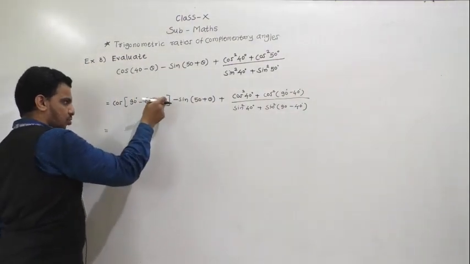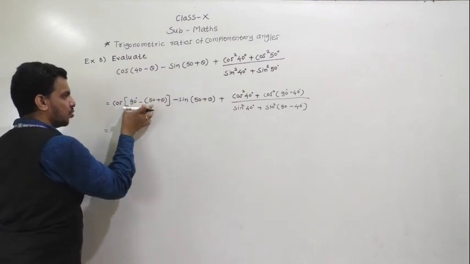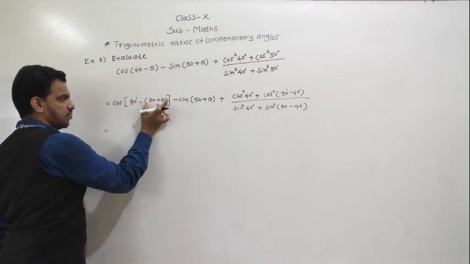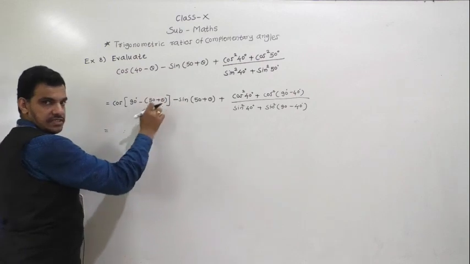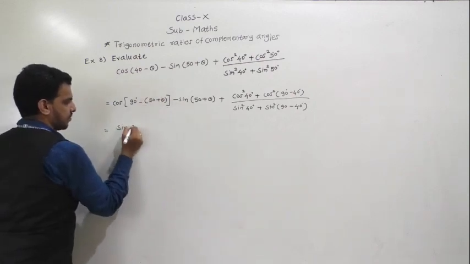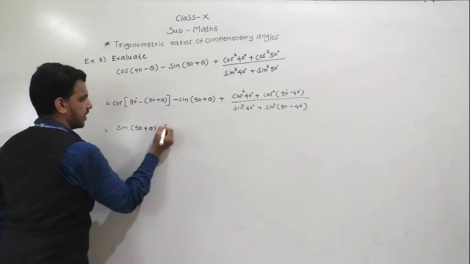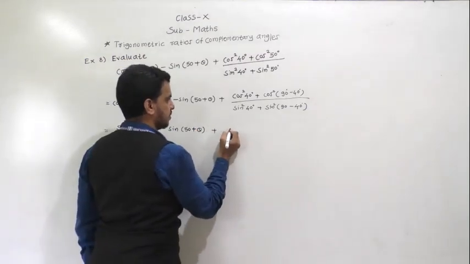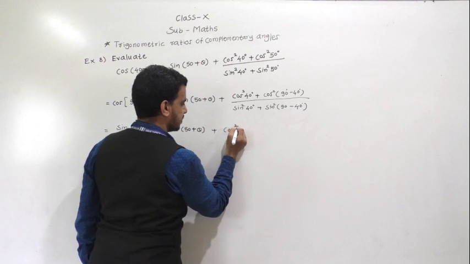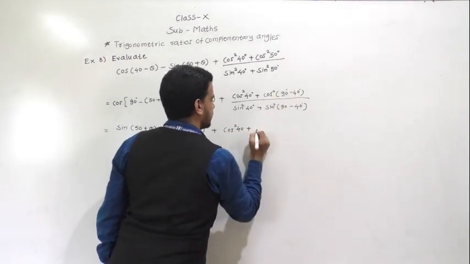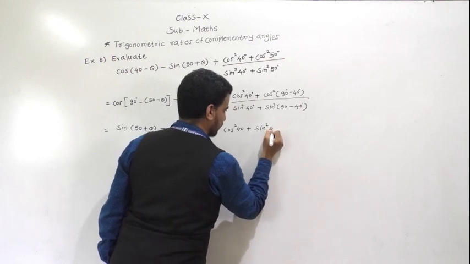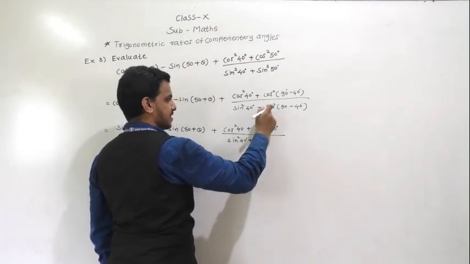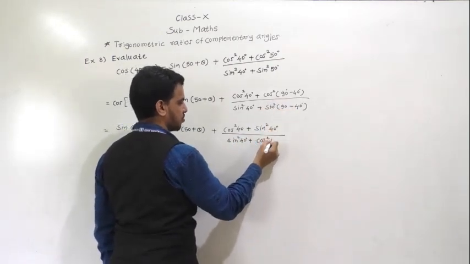Cos 90 minus, now the total of this is theta. Okay, again, don't simplify this, we have to replace 40 minus theta with 90 minus (50 plus theta). Now cos (90 minus theta), this we can write as sin of (50 plus theta), minus this sin of (50 plus theta) as it is, plus cos square 40 degree as it is. Cos square (90 minus theta) is sin square theta, that is sin square 40 degree upon this sin square 40 degree as it is, and sin square (90 minus theta) is cos square theta. So cos square 40 degree.